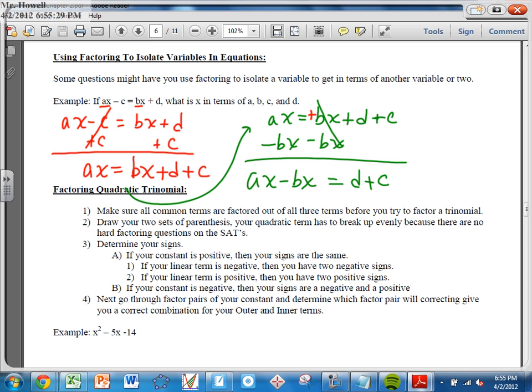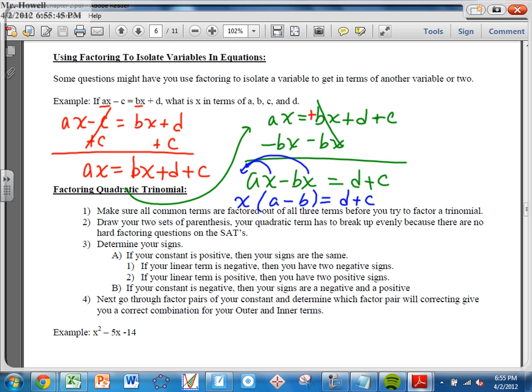But you still need to get x by itself. Well, go ahead and factor an x out now. If you factor x out, you're left with a minus b in parentheses, and you have d plus c here. Again, if I factor an x out, this x comes out front. Along with this x, there's no x's left behind.